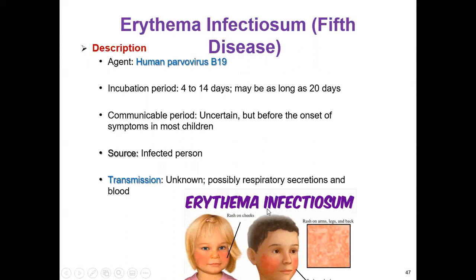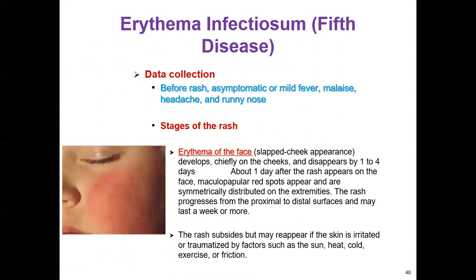So erythema infectiosum: the skin rash starts from the face, appears like slapped cheek, and then a maculopapular rash spreads all over the body, with rash on arms, legs, and back. Let me read it. The key symptom before rash is asymptomatic or mild fever. Sometimes patients do not have any symptoms, or patients develop fever, malaise, headache, and runny nose.